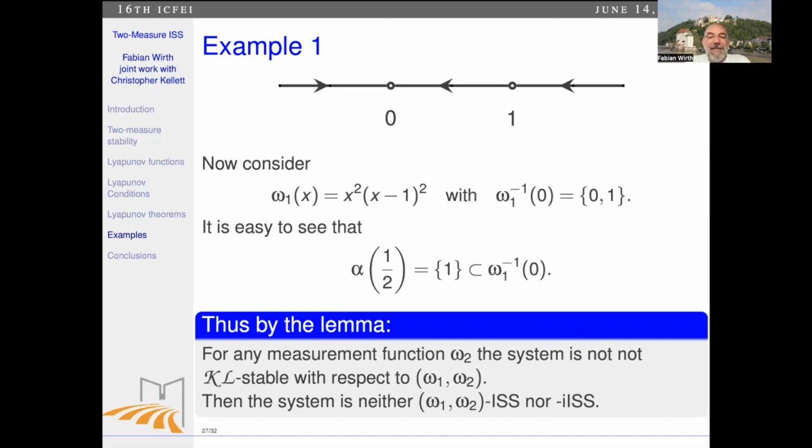So the lemma says, no matter which measurement function omega-2 we pick, the system is not KL stable with respect to these two measurement functions. And it's neither ISS nor integral ISS. Yeah, so that's nice. But then the lemma also says, well, if I want to conclude the same thing for integral input, integral state stability, I have to assume that omega-1 and omega-2 are compatible. So let's take an omega-2 that is not compatible.